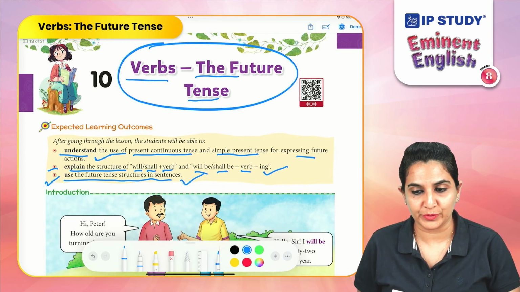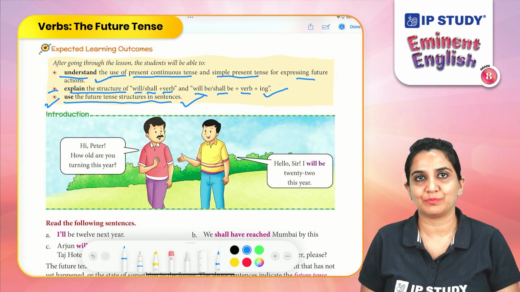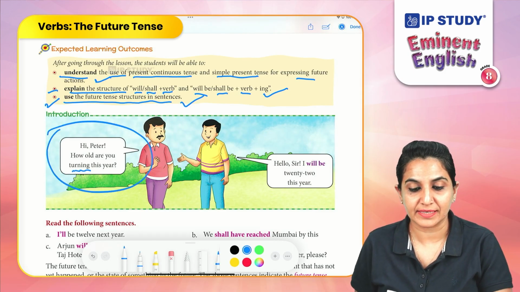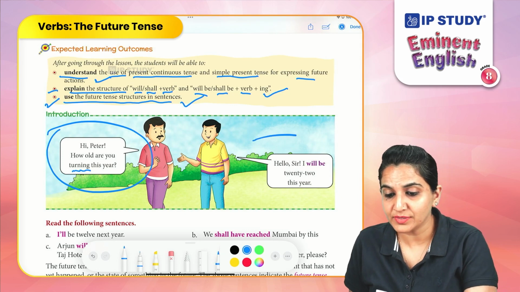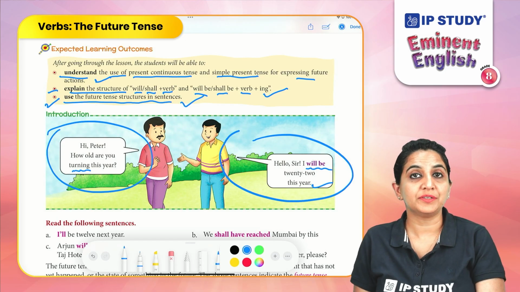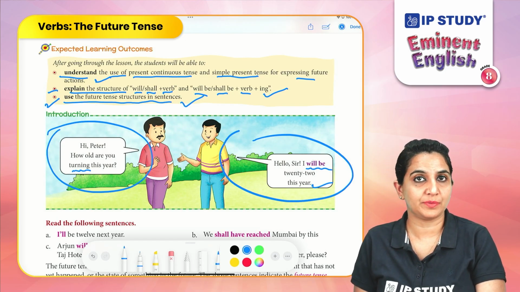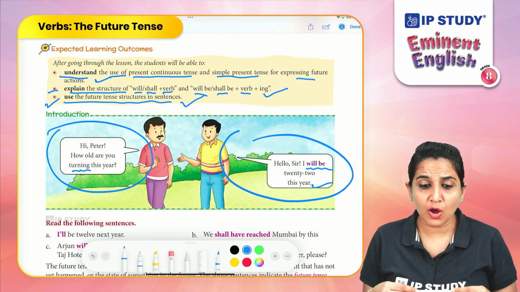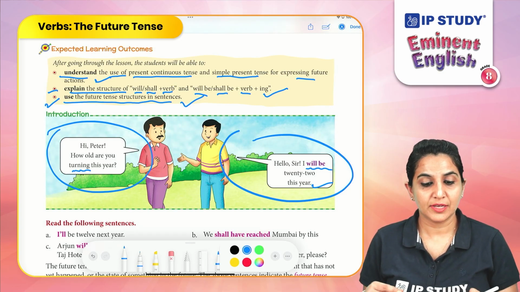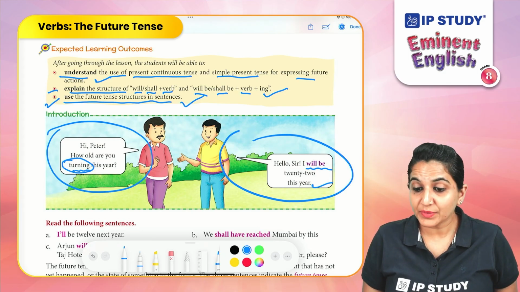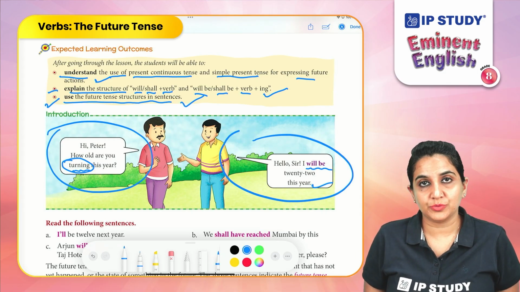Now, before we go forward, let us understand and read this example. Hi Peter, how old are you turning this year? Hello sir, I will be 22 this year. So here 2 people are talking about the future possibility or the future action or the future plan of something. They're talking about the age. So he's asking, how old are you turning this year? So with the simple future tense, we simply use the ing form of the verb. I will be 22 this year.